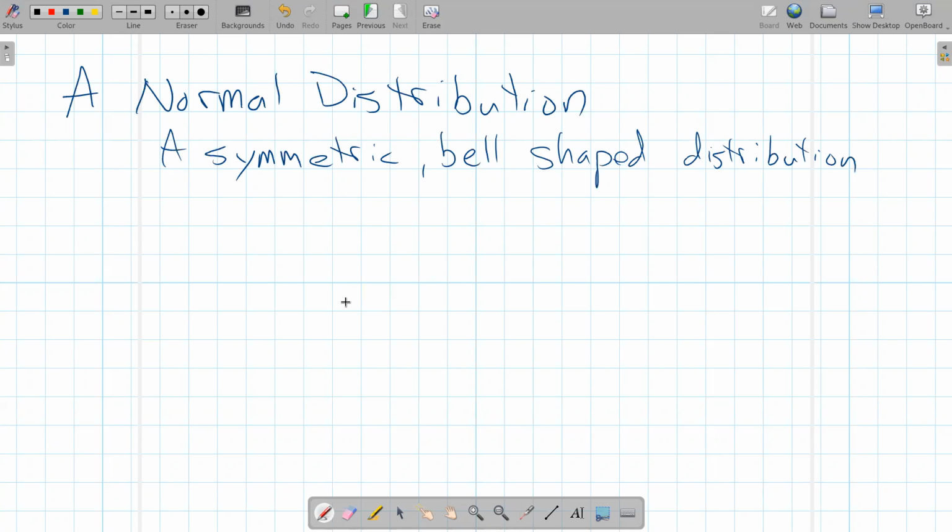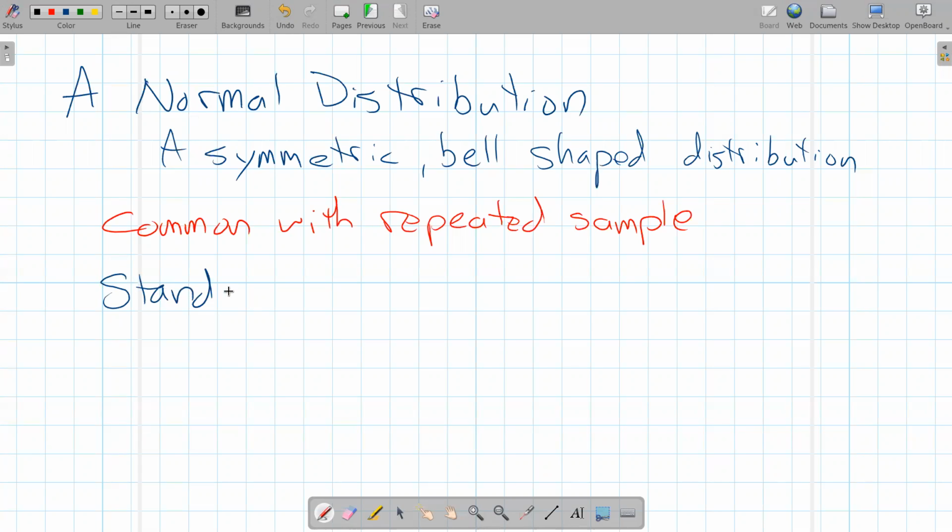Mostly normal distributions come up with repeated sampling. It's common with repeated sampling. I'll give you an example of that in a second. And there is some belief that certain measurements are normally distributed, like standardized tests. They attempt to make them normally distributed.